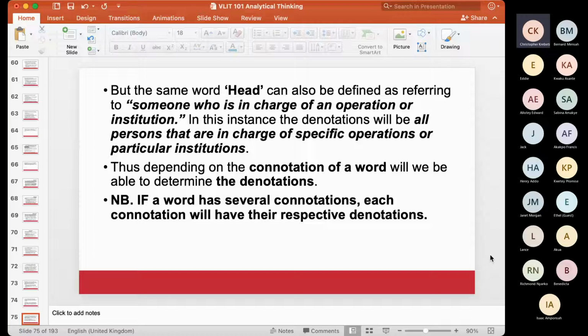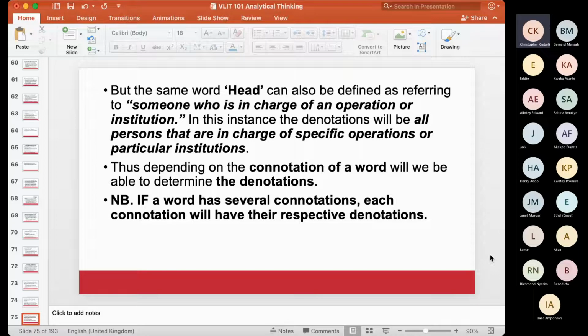It is dependent on the connotation of a word that we will be able to determine the denotation. So if you want to find the denotation of a particular word, then you should be able to find its connotation. If you are able to do that, then you're good to go. That is what the dictionary does. The definition we get in the dictionary does all of that. First of all, the dictionary will give us the connotation of the word, and then move on to give us the denotation.